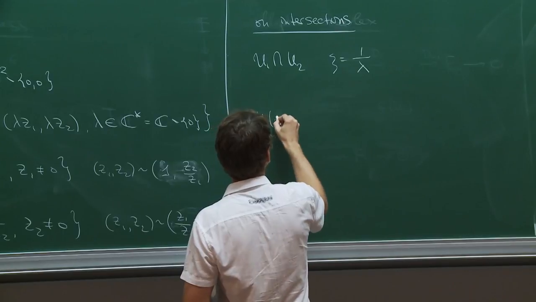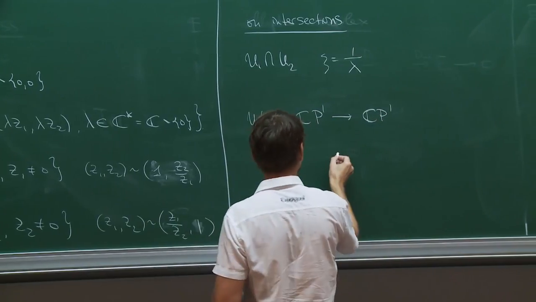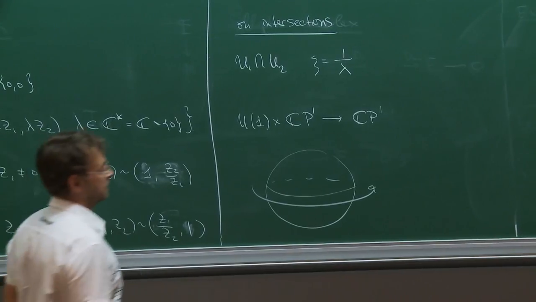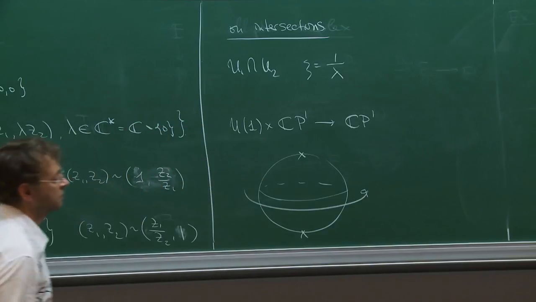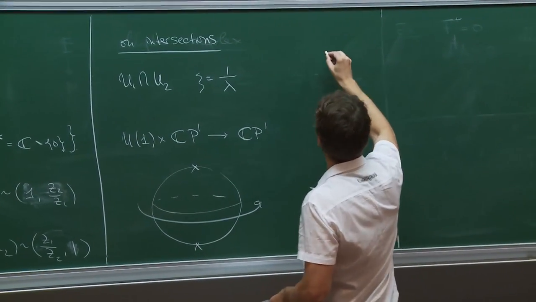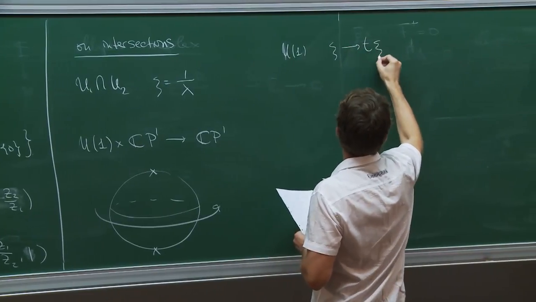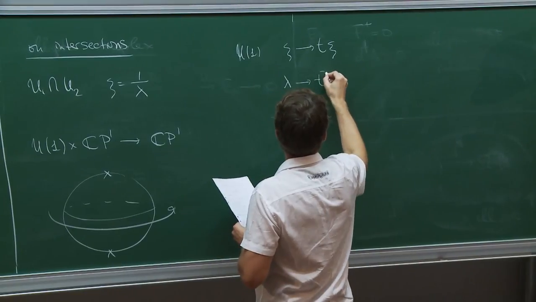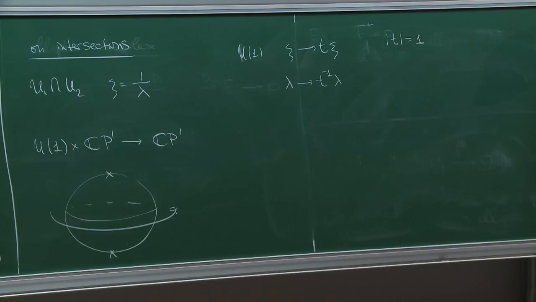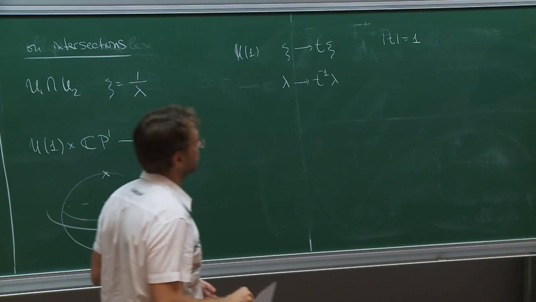Now remember that I have a U1 action on my CP1. If you like pictures, you write, this is just a rotation of the sphere, and there are two fixed points, the north and south pole. If I discuss this in these coordinates, the U1 action is just the following: xi goes to t xi, and lambda goes to t minus 1 lambda. Since it's U1, I will typically assume this. Okay, so this is the action.